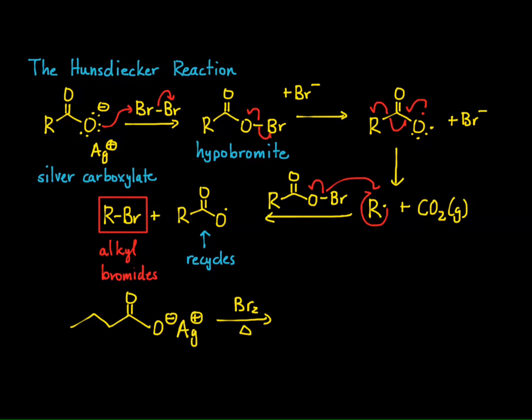So let's look at an example. Here I have my silver carboxylate salt. Again, I'm using the salt of butanoic acid, reacting it with bromine. And again, the carbon dioxide is going to come off, so I have to count the carbons after the carboxylate: 1, 2, 3. Then bromine adds to that, so I'm going to get propyl bromide in the process.